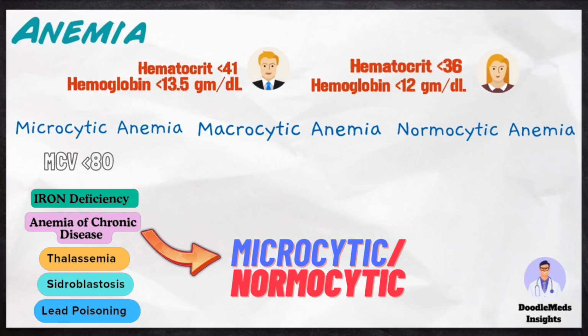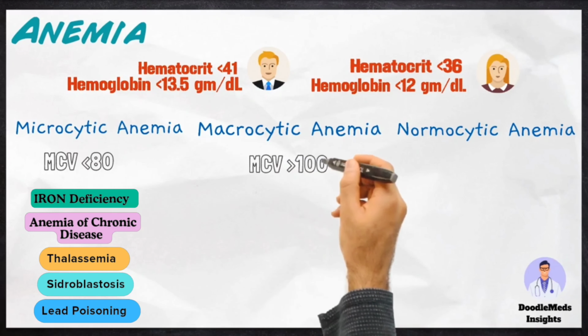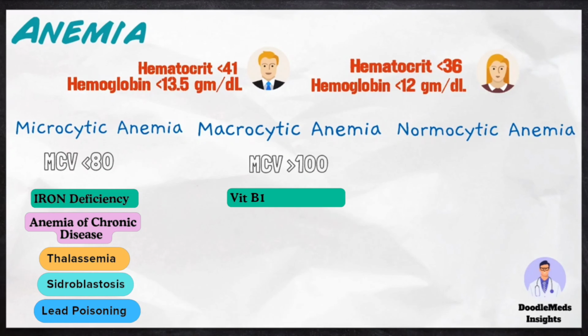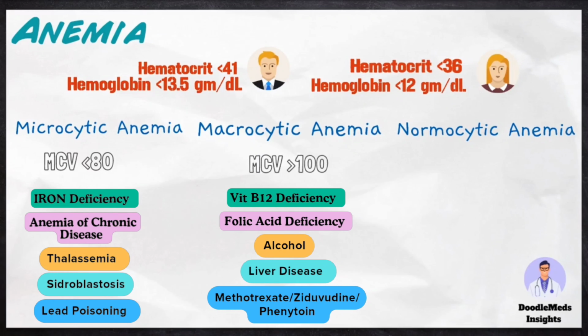Macrocytic anemia is characterized by an elevated mean corpuscular volume more than 100. This is most commonly from vitamin B12 or folic acid deficiency, but can also result from the toxic effects of alcohol, liver disease, or chemotherapeutic agents such as methotrexate or medications such as zidovudine or phenytoin.